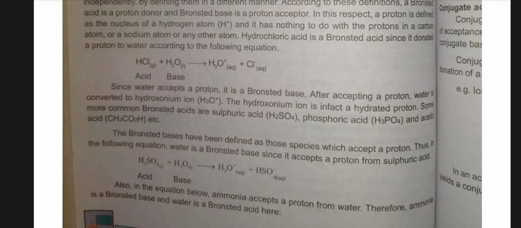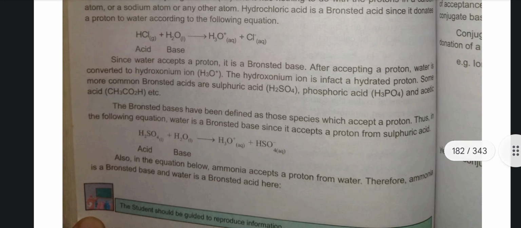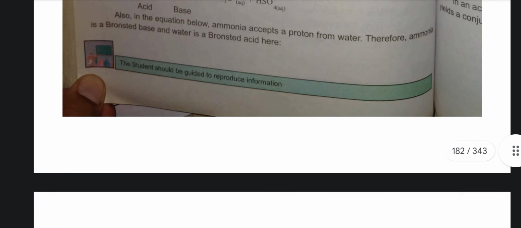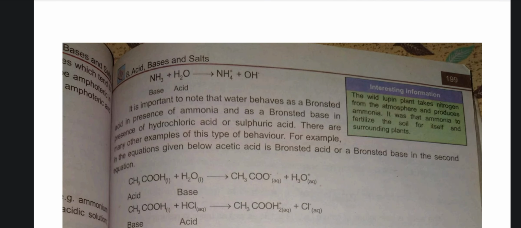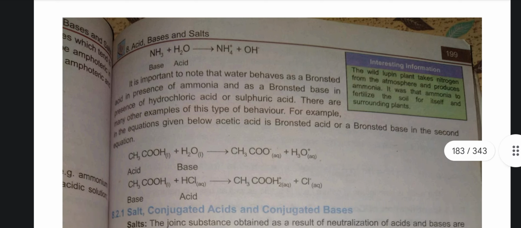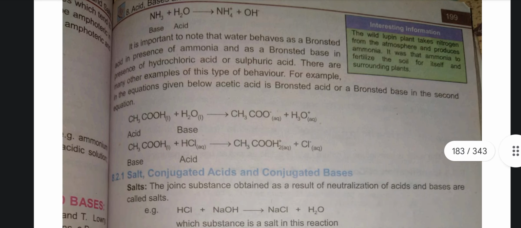Also, in the equation below, ammonia accepts a proton from water, therefore ammonia is a Bronsted base and water is a Bronsted acid here. NH3 + H2O gives NH4+ + OH-. It is important to note that water behaves as a Bronsted acid in the presence of ammonia and as a Bronsted base in the presence of hydrochloric acid or sulfuric acid, and there are many other examples of this type of behavior. For example, in the equations below, acetic acid is a Bronsted acid in the first equation and a Bronsted base in the second equation.